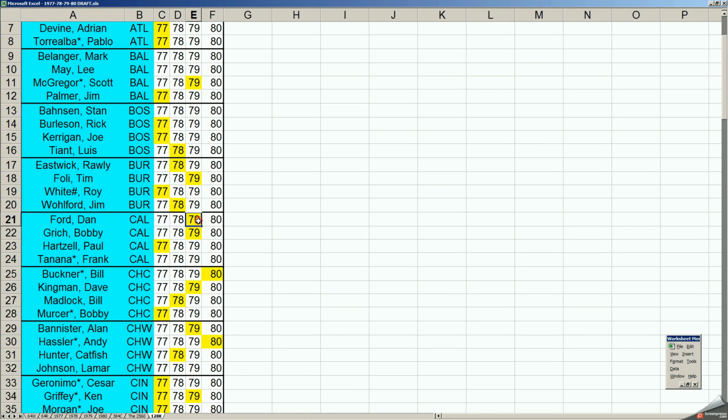Here's some good news for the Angels, is that in 79 you can check the boxes for Dan Ford and Bobby Grich, which is great. And then next year, in 1979, you can trade for Brian Downing, who will play for the California Angels in 79. It's like .326.